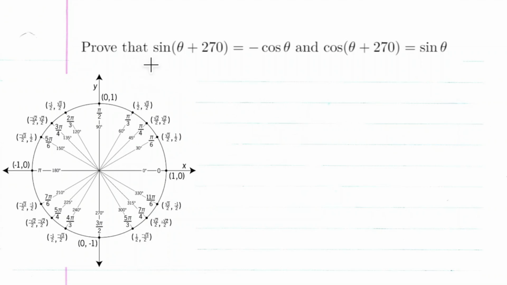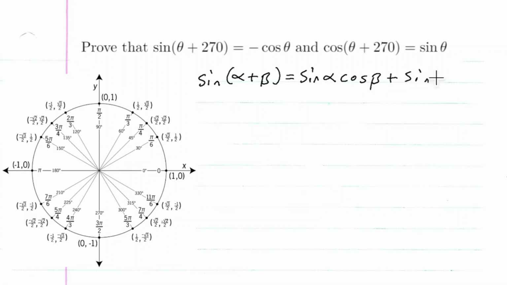Okay, so we're going to prove that sine of theta plus 270 is negative cosine theta, and cosine of theta plus 270 is equal to sine theta. So recall that sine of alpha plus beta, where alpha and beta are any two angles, is equal to sine alpha cosine beta plus sine beta cosine alpha, right? So instead of using alpha and beta, we'll use theta and 270.